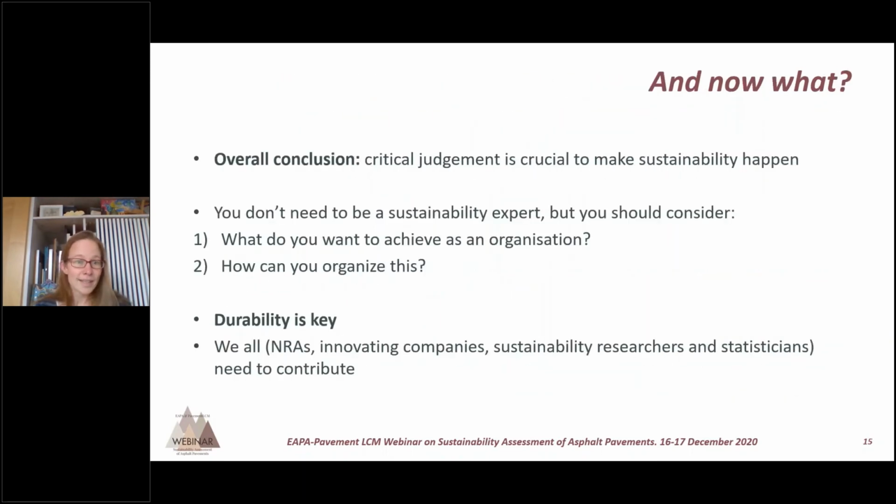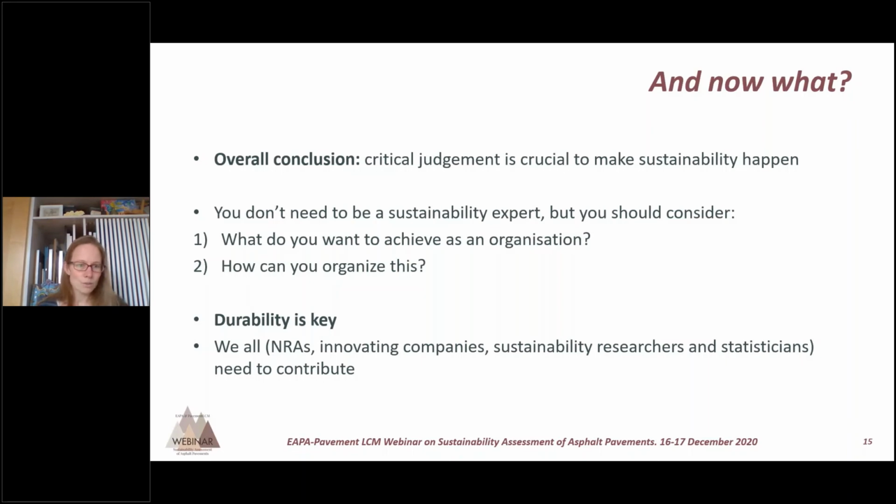And then what? I tried to give you 12 recommendations, but it's quite a lot. But there's also a sort of bottom line in everything. Our overall conclusion is that critical judgment is crucial to make sustainability happen, to make it real. And you don't have to be a sustainability expert, but just always consider first, what do you want to achieve as an organization? You don't have to think big. You can just start small and start building it out.